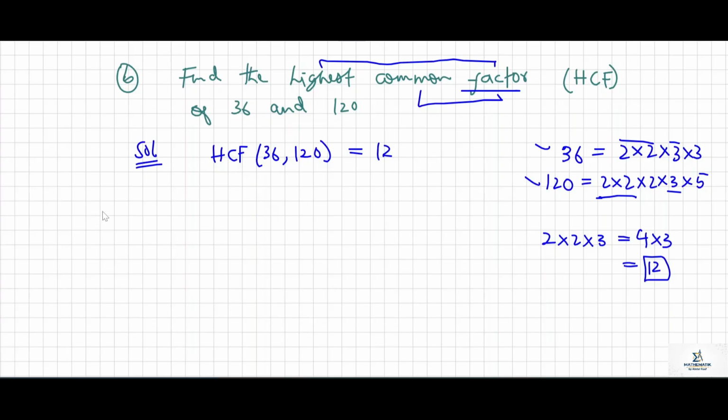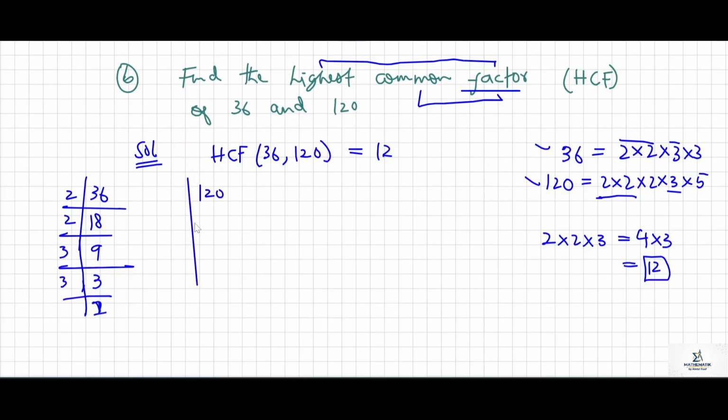Someone might be thinking how I got these numbers. It's simply 36 divided by 2, you will get 18. Divided by 2, you will get 9. Then 9 divided by 3, you will get 3, and 3 divided by 3, you will get 1.